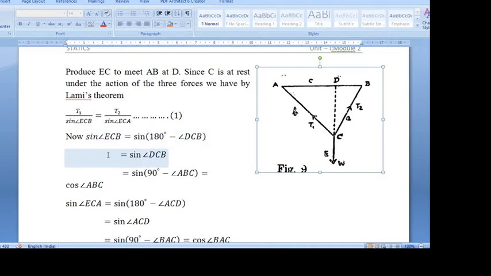Now apply Lami's theorem. What Lami's theorem says is that each force is proportional to the sine of the angle between the other two, for three forces acting at a point.